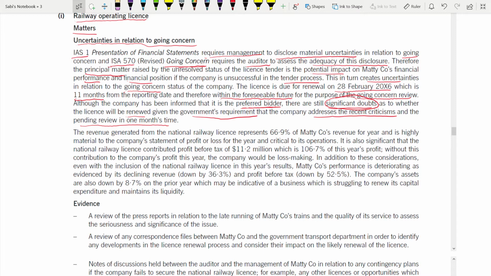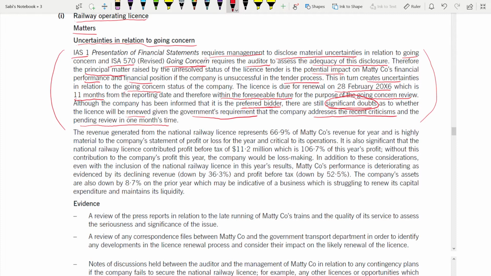Next paragraph, we are calculating all the ratios. What's the impact on the revenue? What is the impact on the profit before tax? What is the impact on the assets? So the first paragraph talks about all issues regarding uncertainty, going concern and all. Second, we'll be talking about the impacts on numbers: the revenue, the profit before tax, assets and all those things. And then we'll comment on it.